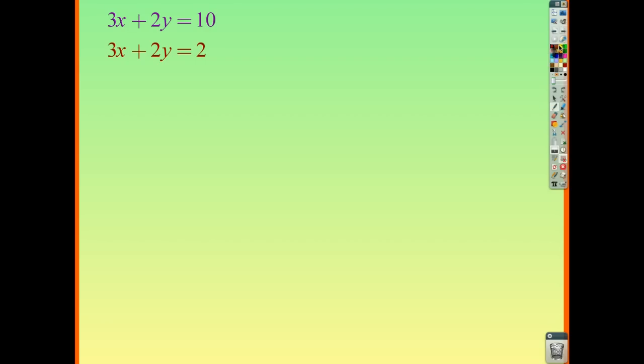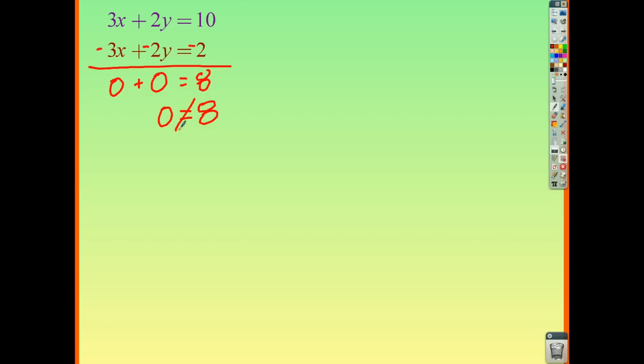So what I will do is change this to negative, negative, negative. It's kind of like I just multiplied by negative 1, so I just made all of these the opposite. And this way, when I add these together, I have 3x and negative 3x, and that's going to be 0, and 2y and negative 2y is 0, and 10 and negative 2 is 8. And so this is 0 is equal to 8.